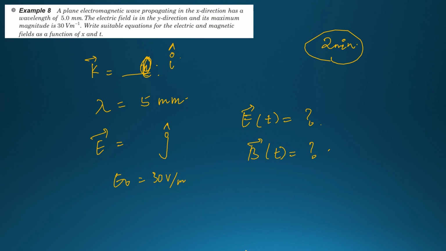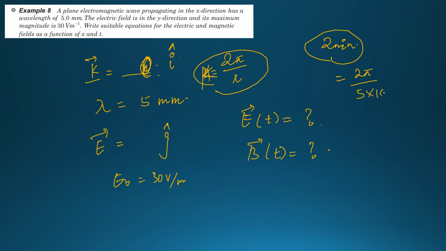Let's try to find k first. k is 2 pi by lambda. Simple formula, please. 2 pi by lambda is 5 millimeter, 5 into 10 to the minus 3 meter. This is okay.